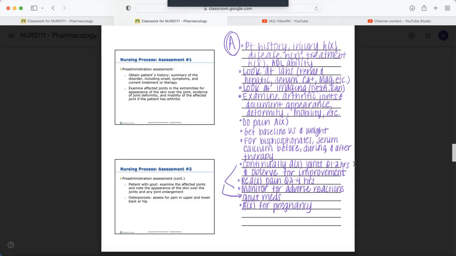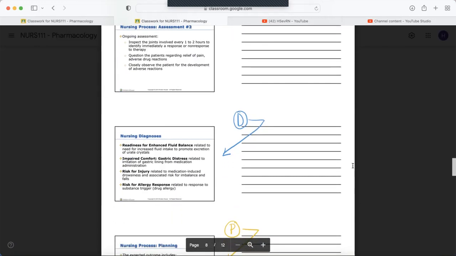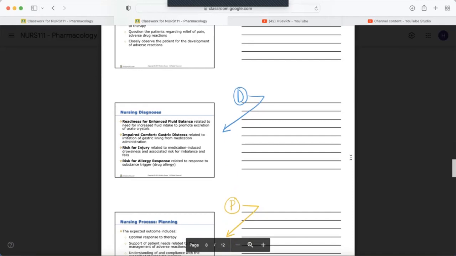If your client is on bisphosphonates, we definitely need to get that serum calcium level before they start treatment, during treatment, and then after treatment to make sure we haven't caused any severe calcium imbalance. And then because so many of these medications are not safe during pregnancy, you need to assess for pregnancy before you begin treatment. Your RN might assign a nursing diagnosis of readiness for enhanced fluid balance because we need the client to take in more water to keep kidney stones from forming from that uric acid.